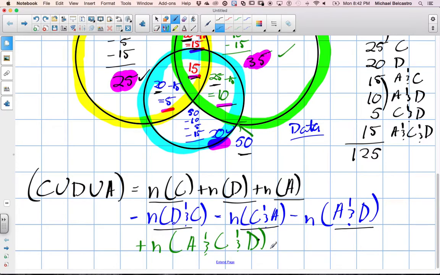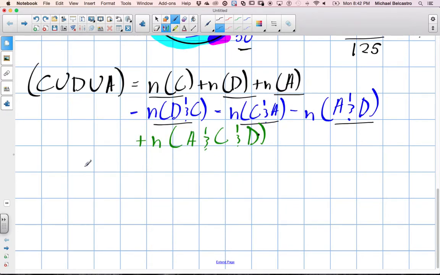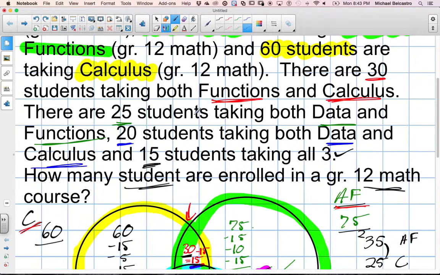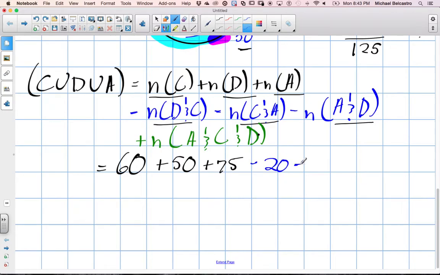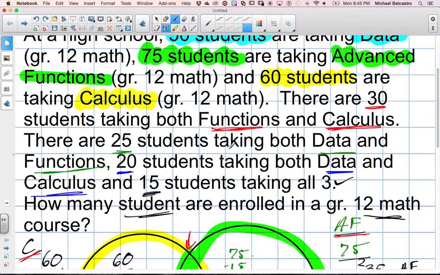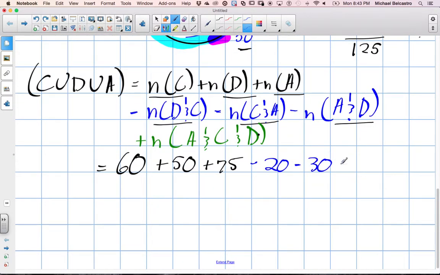So really, this way, without drawing the Venn diagram, we could have taken all the information from above and plugged it in. If we look directly at the question, if you recall, students in calculus, there were 60. Students in data, there were 50. And students in advanced functions, there were 75. Students taking both data and calculus, let's scroll up and look, was 20, so we subtract our 20. Students taking calculus and advanced functions was 30, and the other one was 25, I believe. Subtract those. And then finally he said there was 15, so we add that final 15 taking all three.